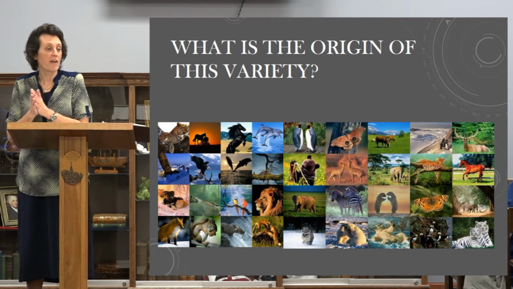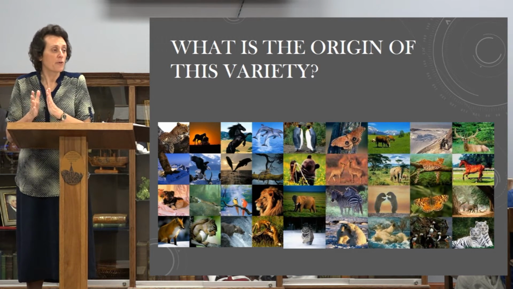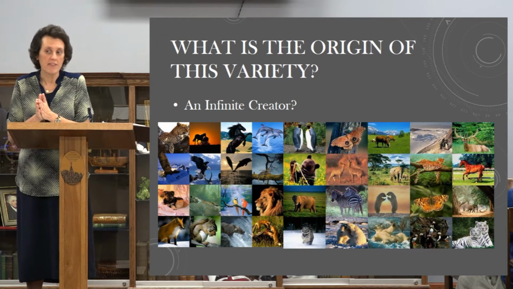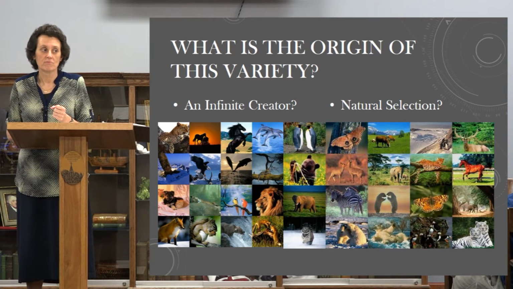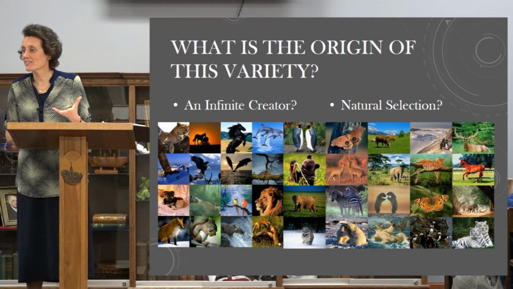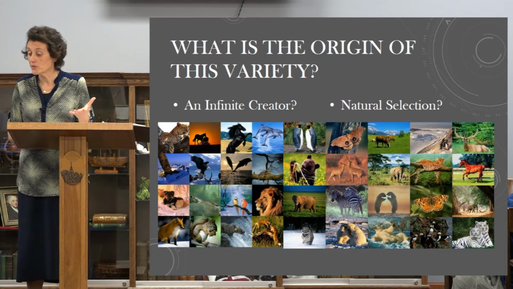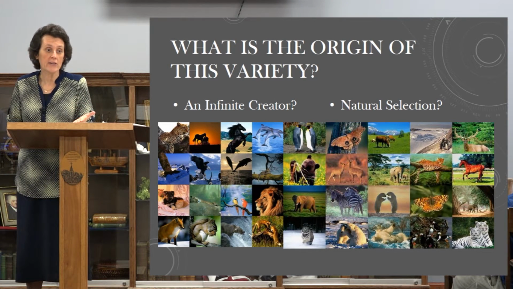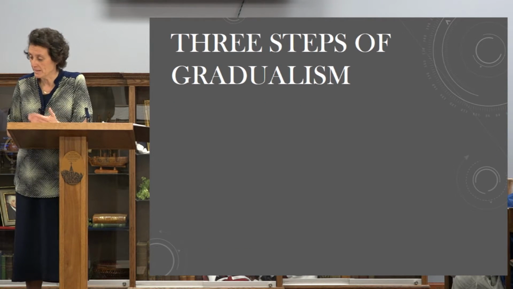Is there variety in the living world? Well, of course there is. The question is, what is the origin of that variety? You have a choice. Infinite creator or natural selection. Which one makes the most sense? I think, obviously, this is creation science, and obviously it makes more sense to me, and I want to show you that it should make more sense to you that our infinite creator is the source of the infinite variety that we see in the living kingdom, in the living world.